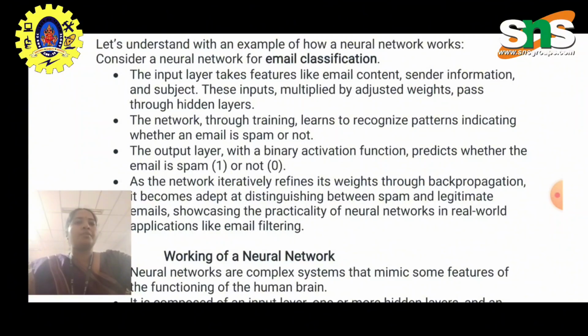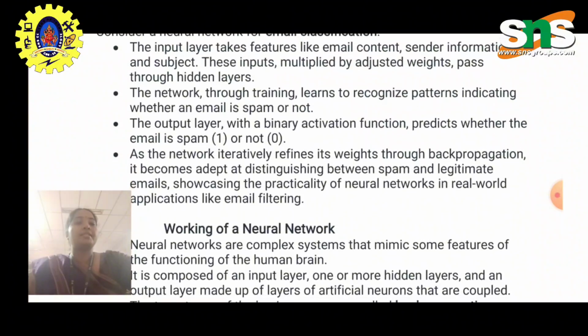The output layer with the binary activation function predicts whether the email is spam, 1, or not, 0. So true means 1, false means 0. As the network iteratively refines its weights through backpropagation, it becomes adept at distinguishing between spam and legitimate emails. Legitimate, in this sense, means it is not a fake email. Spam means it is a fake email. So this showcases the practicality of neural networks in real-world applications like email filtration.